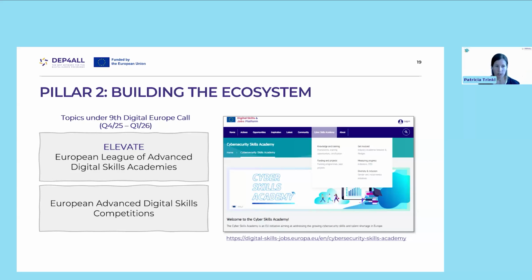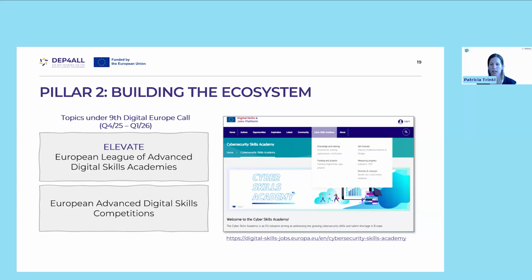The second one you need to consider is the European Advanced Digital Skills Competition. The skills competitions will serve as a catalyst for engaging young European people in cutting-edge digital technologies. The consortia will work in really close cooperation with the sectoral skills academies and also other initiatives. These competitions will take place in the EU.